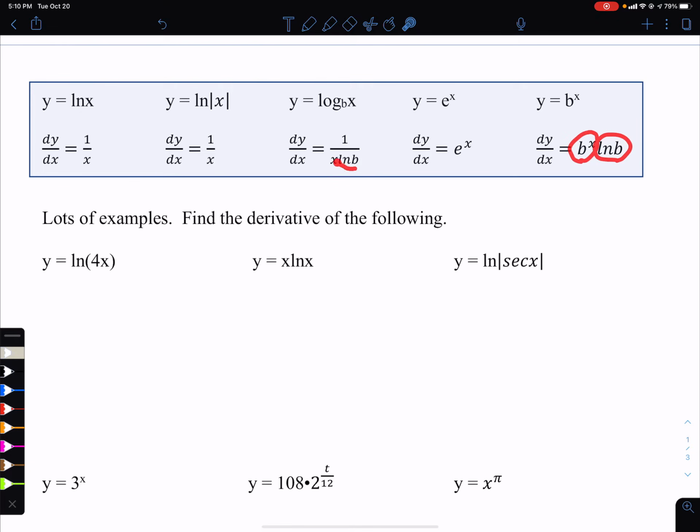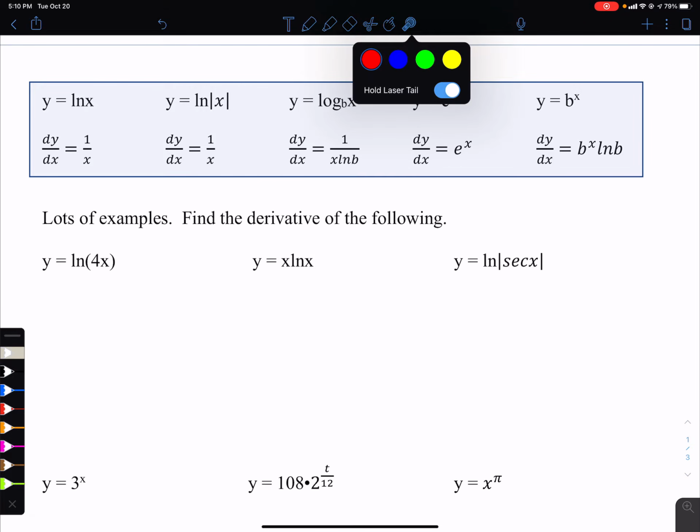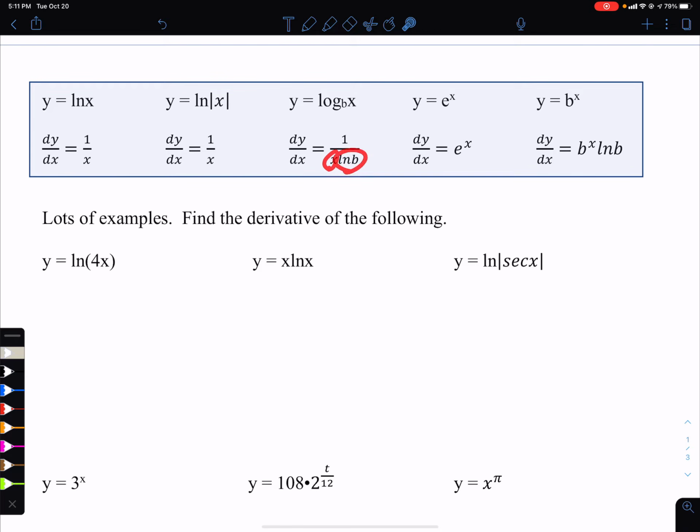So both the log has an ln of b extra, the log base b, and the exponent base b has an ln of b. You just have to remember with the exponential, it's on top with its own grandpa. On the log, it's on the bottom with the x. So I think that could be easy to remember. Wherever the x is, your ln is there. Wherever the x is, it's kind of on top. There's your ln of b.